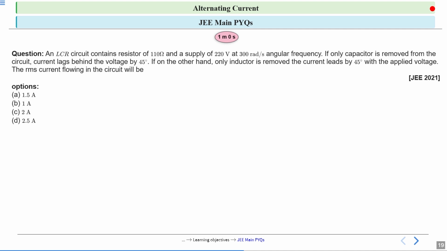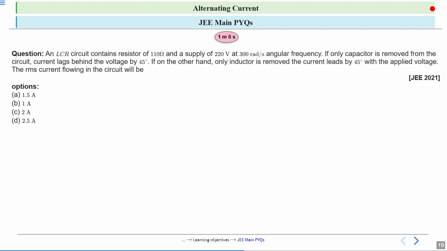An LCR circuit contains a resistor of 110 ohm and a supply of 220 volt at 300 radian per second angular frequency. If only the capacitor is removed from the circuit, current lags behind the voltage by 45 degree. If on the other hand only the inductor is removed, the current leads by 45 degree with the applied voltage. The RMS current flowing in the circuit will be.